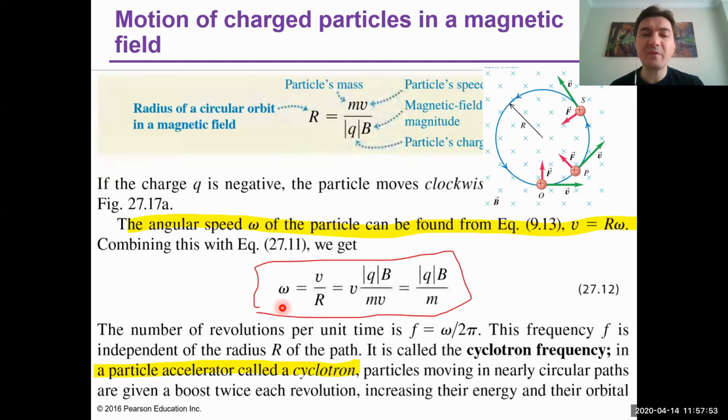And by using that expression, you can also calculate the frequency, the number of revolutions per unit time. So this is the frequency, how many revolutions are present per unit time, or you can also find the period, okay? So by using that expression, this frequency f is independent of the radius r of the path. So you cannot see any radius here, okay, within the frequency or this angular speed. There is no radius. It is called the cyclotron frequency, in a particle accelerator called a cyclotron.